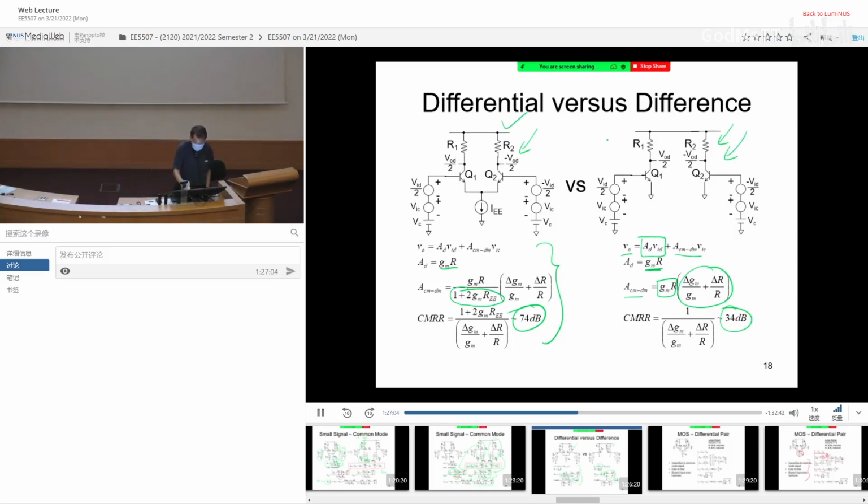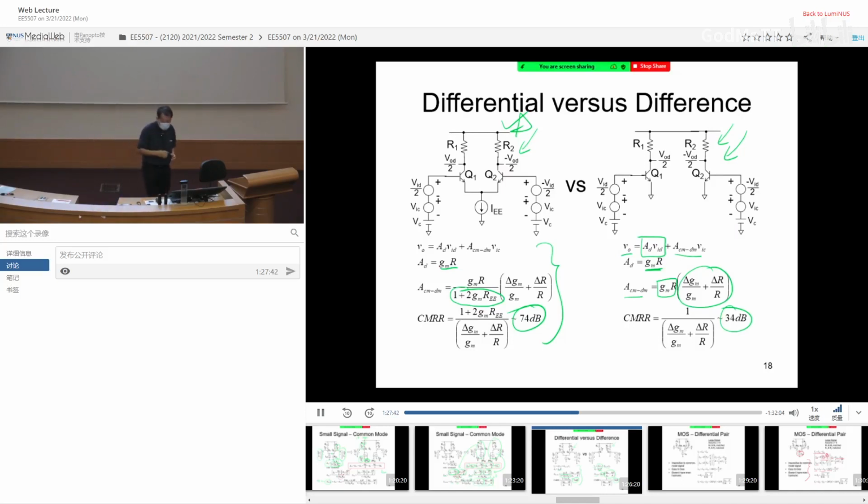If this is the best, why do people like this one? Any idea? Come again? Yes, a very good point, larger range. Nowadays, the voltage headroom is shrinking. We are talking about 0.8 volt, 1 volt. Supply is shrinking. Okay? When you have an additional current source, you actually have to allocate additional voltage headroom for that current source, and you don't have enough swing. So a lot of the time people prefer to get rid of the current source.